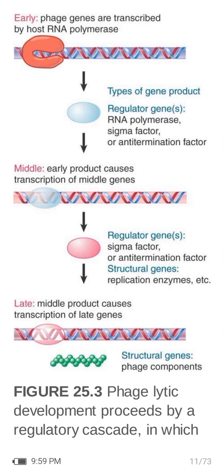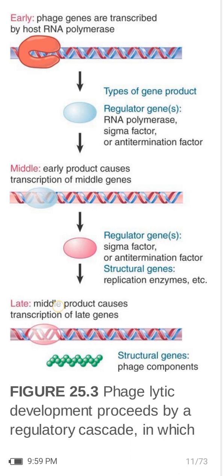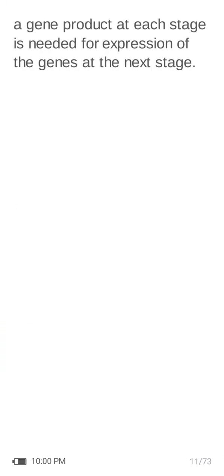Like in this picture, early phage genes are transcribed by host RNA polymerase. Types of gene product: regulator genes, RNA polymerase, sigma factor or anti-termination factor. Then the middle, early product causes transcription of middle genes. Then regulator genes, sigma factor or anti-termination factor. Structural genes are the replication enzymes. Then the late middle product causes transcription of late genes. Then structural genes are the phage components. So phage lytic development proceeds by a regulatory cascade in which a gene product at each stage is needed for expression of the genes at the next stage.